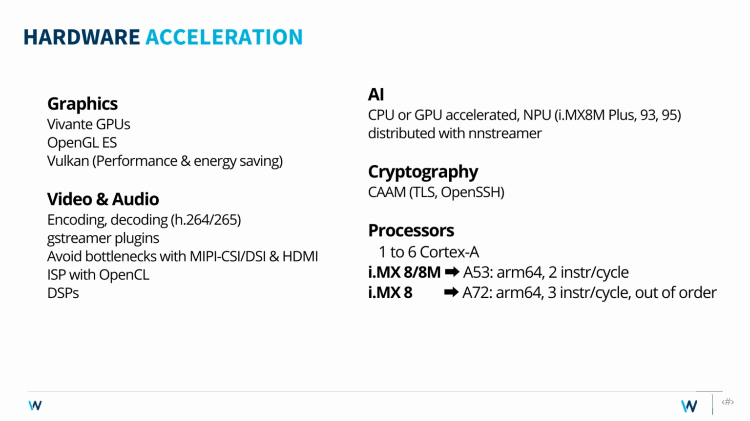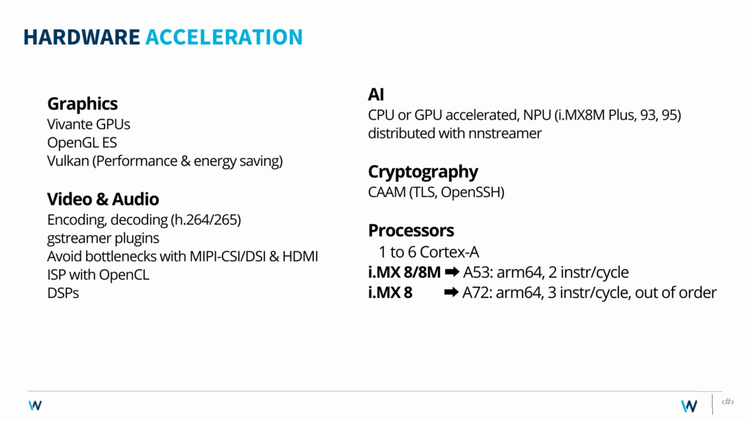Of course, one axis is the graphical acceleration and graphic support. So Vivante GPU on some of those, that you can use with OpenGL ES, Vulkan. Performance and energy saving are one of the advantages of Vulkan in general. The video and audio acceleration as well.